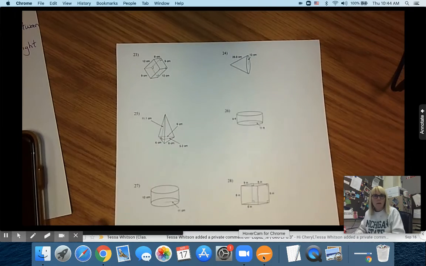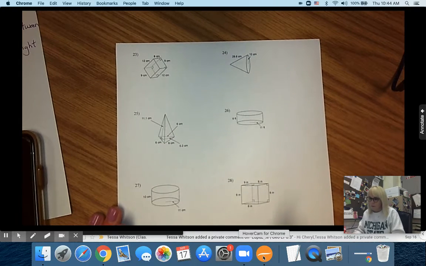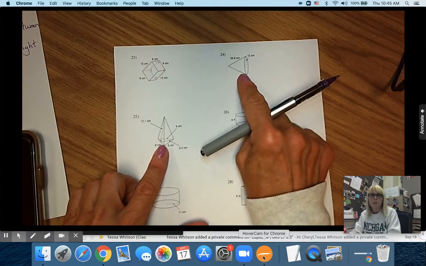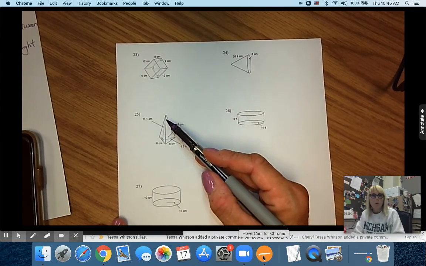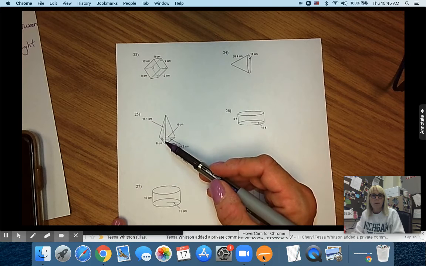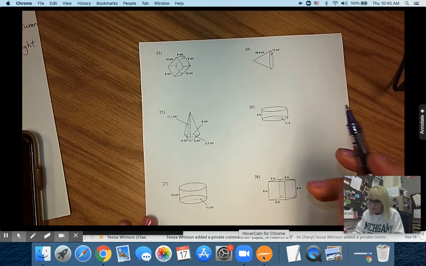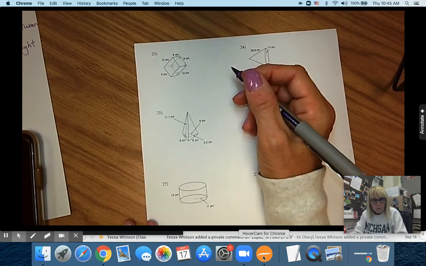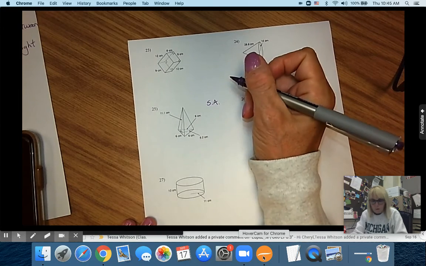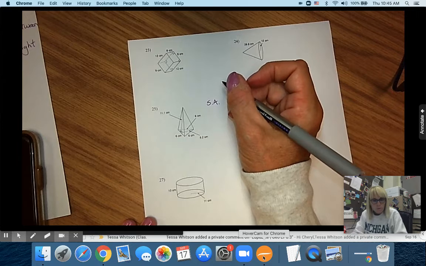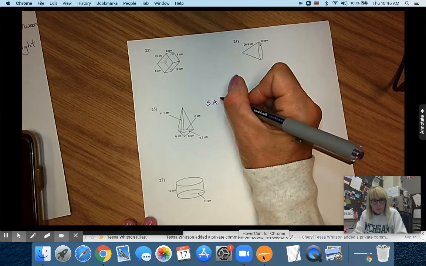All right, number 25 is the only one that really looks like a pyramid. I mean, this one kind of, but that's a cone, so it's not a pyramid. But as far as the pointed top with the polygon faces, it's got to be number 25. And so for a pyramid, let's write down the formula. Surface area equals, where'd it go?